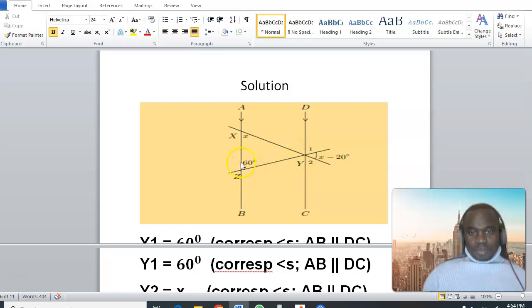because the diagram says AB is parallel to DC. So if this one is the transversal line, it means y1, which is this angle, should be equal to this angle, which is 60. So y1 is equal to 60, corresponding angle, AB is parallel to DC.